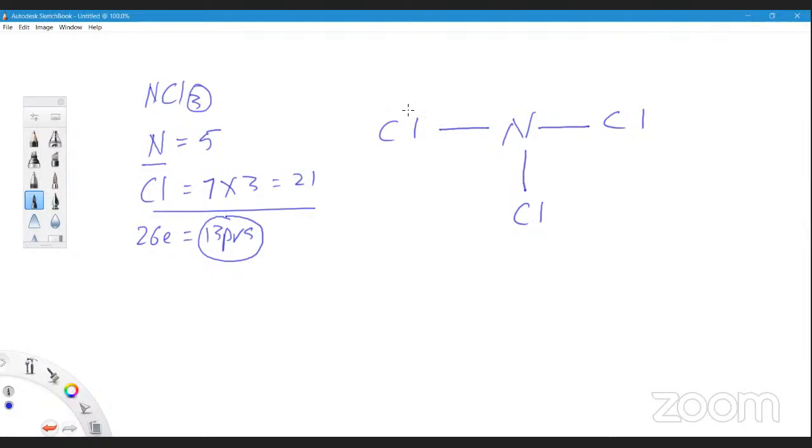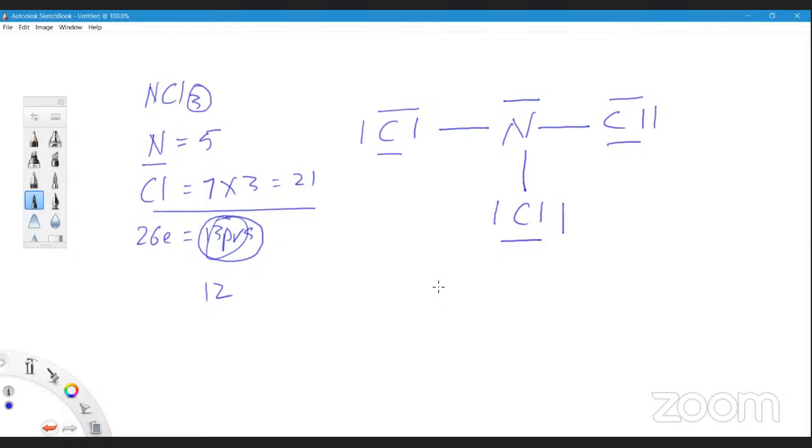Then we start putting pairs of electrons around the other atoms, making sure that their octets are satisfied. So the fourth electron will go here, 5, 6, 7, 8, 9, and then 10, 11, 12. So far, we have used up 12 of the 13 pairs. So the question is, at this point, where will the 13th pair go? The 13th pair will go here on the nitrogen. And that's basically it as far as the Lewis structure of this molecule is concerned.